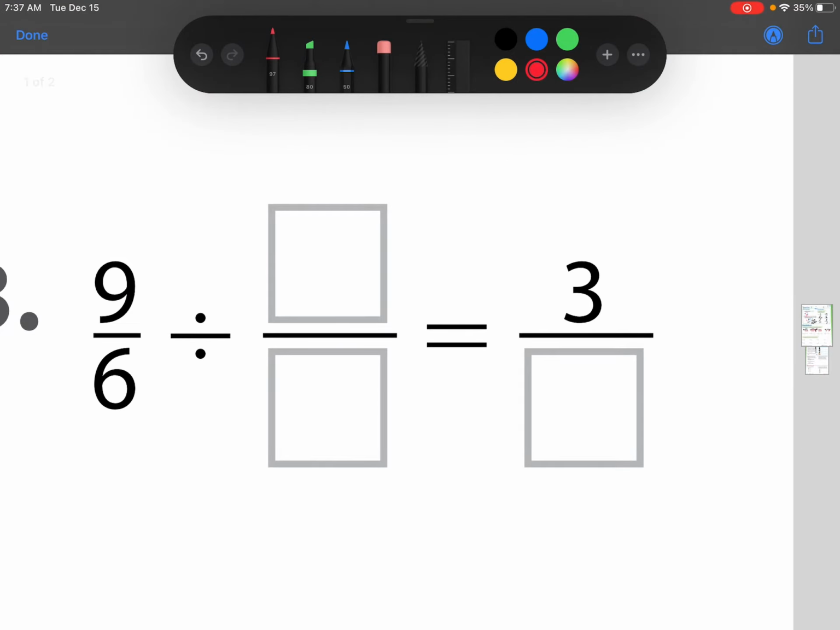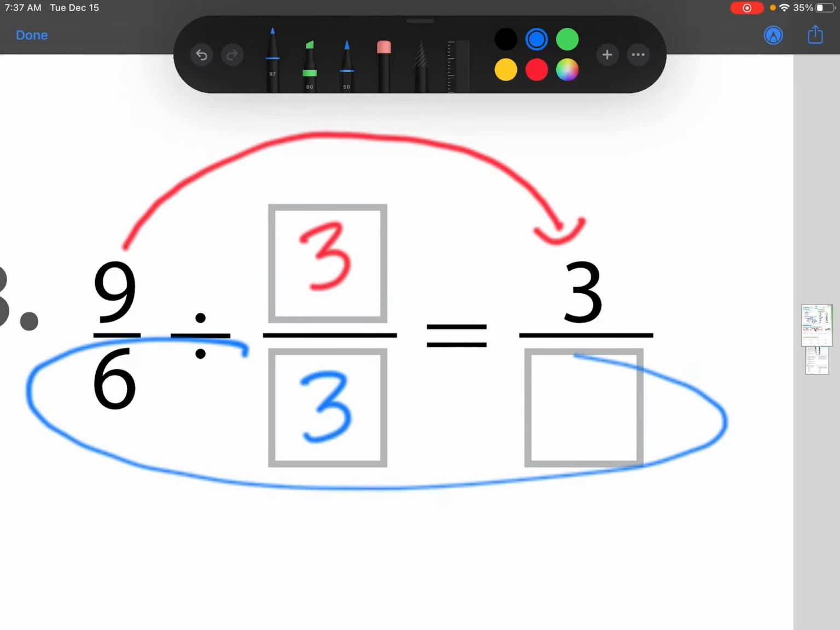Oh, this one, they tricked it up on us. So we have to think, how do we get from 9 to 3? What do we divide by? Well, I divide it by 3. 3, 6, 9. So now my next one, whatever I do to the numerator, I have to do to the denominator. So I have to divide by 3. 6 divided by 3 is 2.